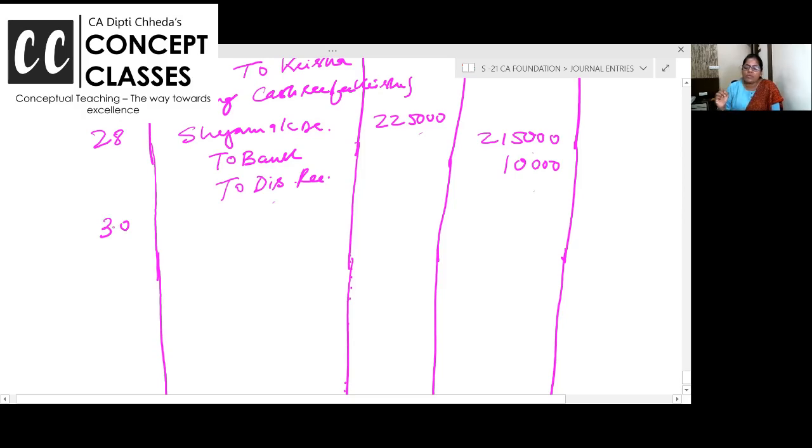Second last, 30th. Bank account debit to sales. Correct? Cash sales there. Simple. Though for cash also they are routing the entry through bank, you can write cash, they are depositing in the bank. Okay, cash account debit to sales.